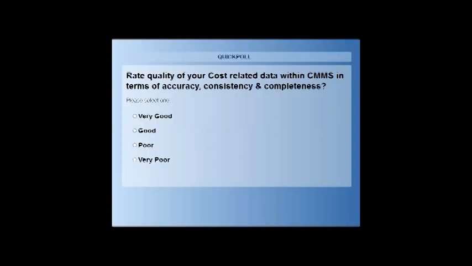So before I go, I have a fourth question. Yeah, sure. Rate the quality of your data within CMMS in terms of accuracy, consistency, and completeness.